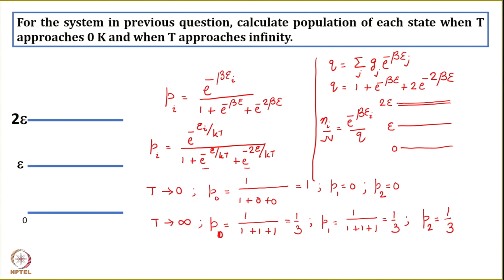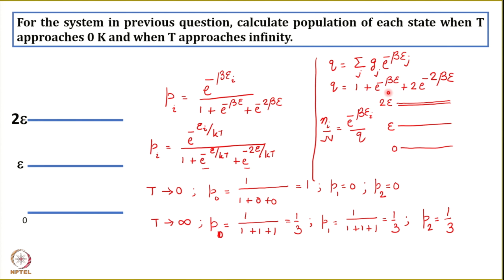Now you see, in this case, Q, when the temperature approaches infinity, then all these terms, exponential minus E upon KT, with temperature approaching infinity, are going to contribute 1. This factor is going to contribute 1. That means the denominator is going to be 1 plus 1 plus 2, that is 4.